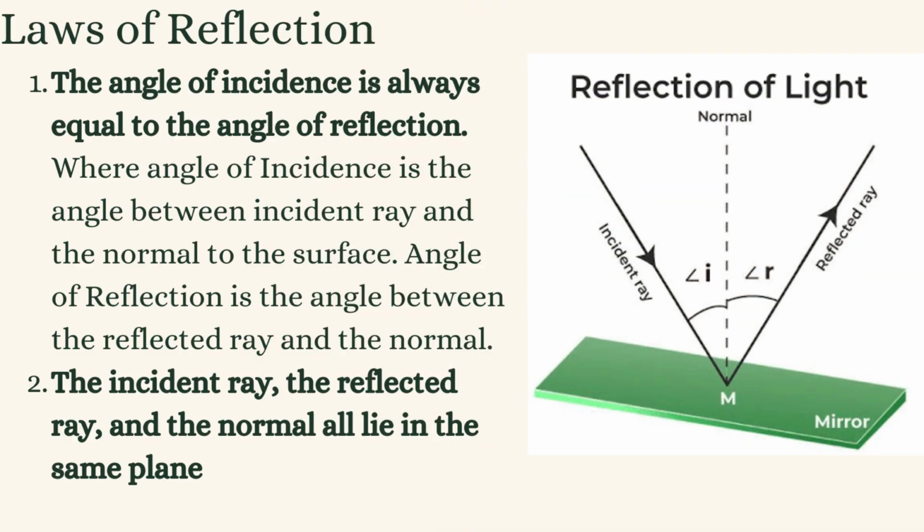It follows these rules. First law of reflection states that the angle of incidence is equal to the angle of reflection, where angle of incidence is the angle between the incident ray and the normal to the surface. Angle of reflection is the angle between the reflected ray and the normal. Second law of reflection states that the incident ray, reflected ray, and the normal all lie in the same plane.